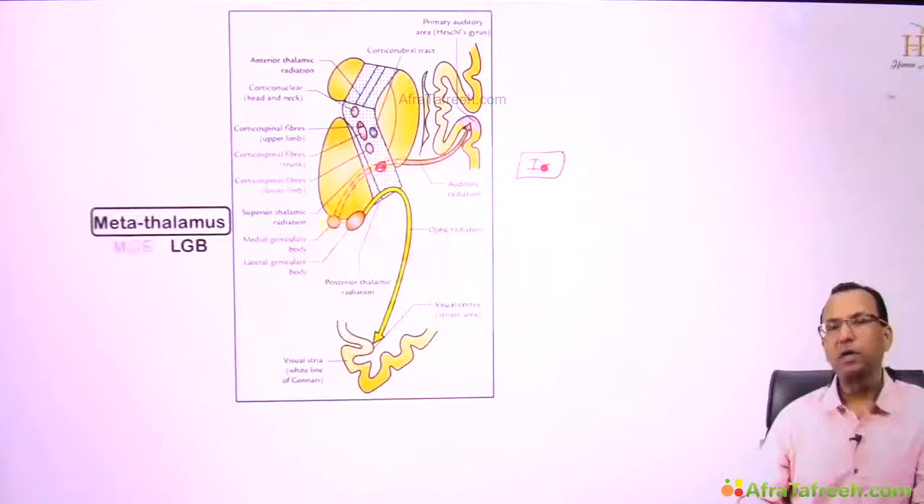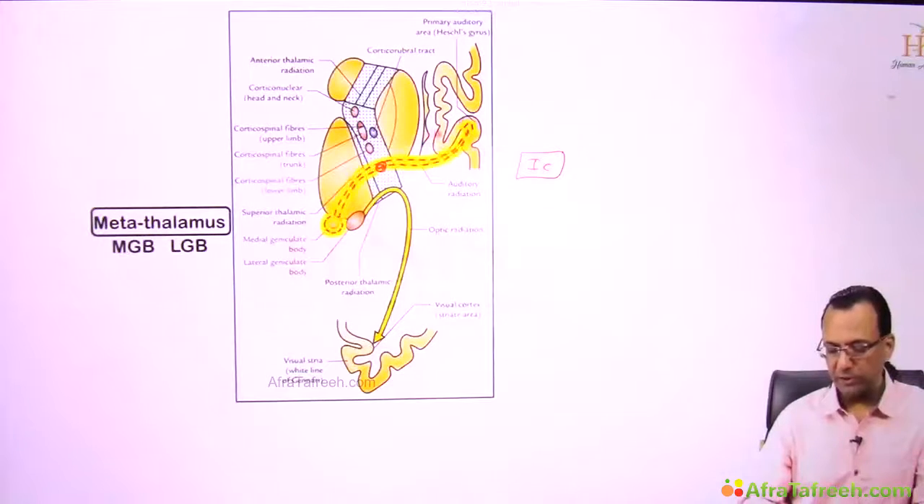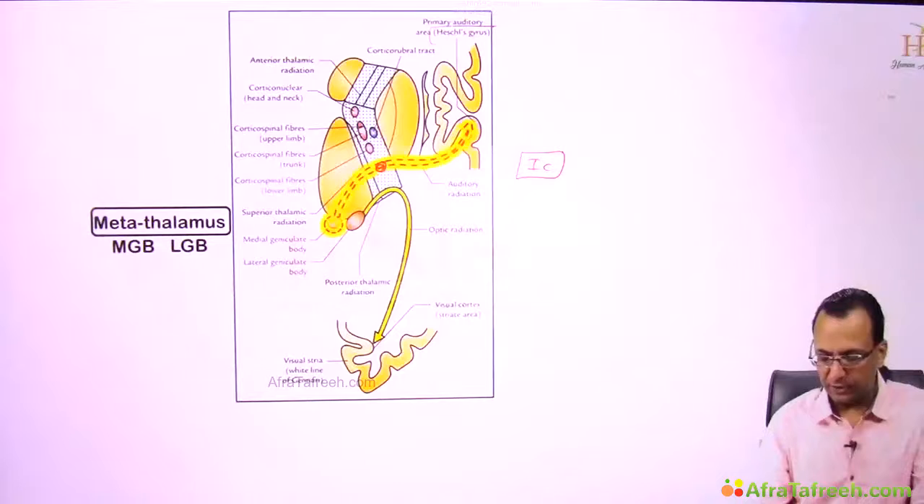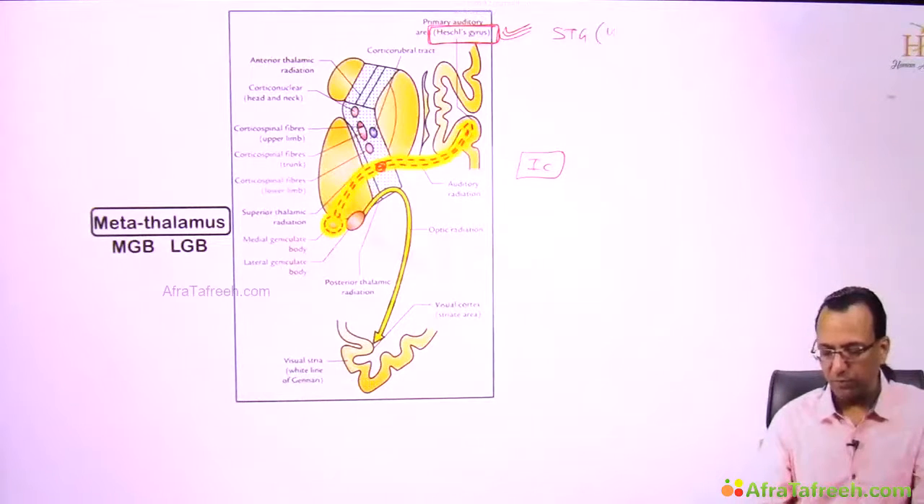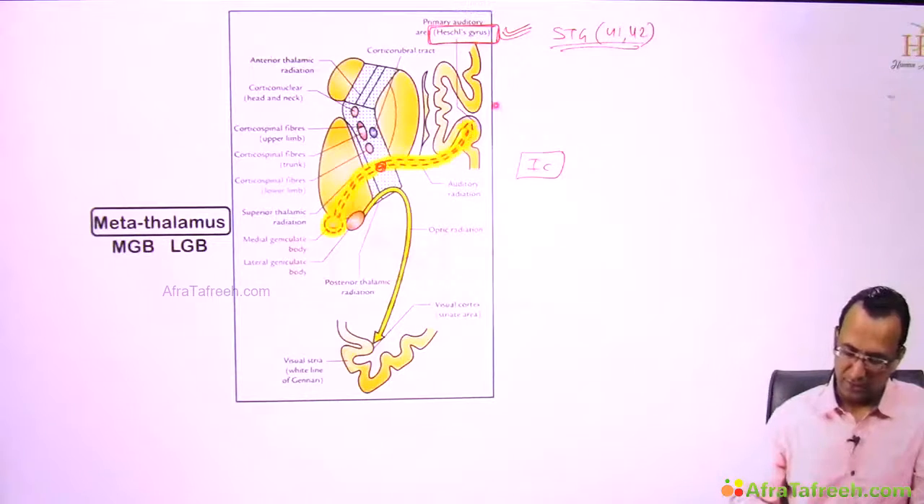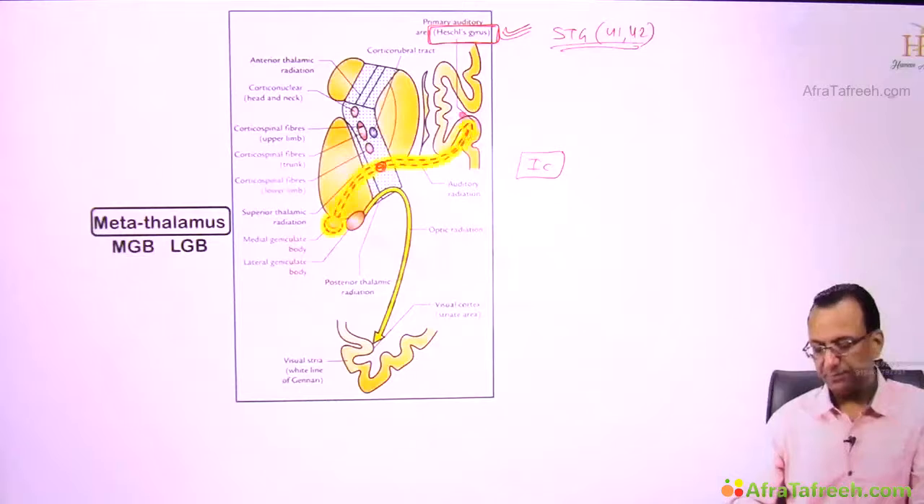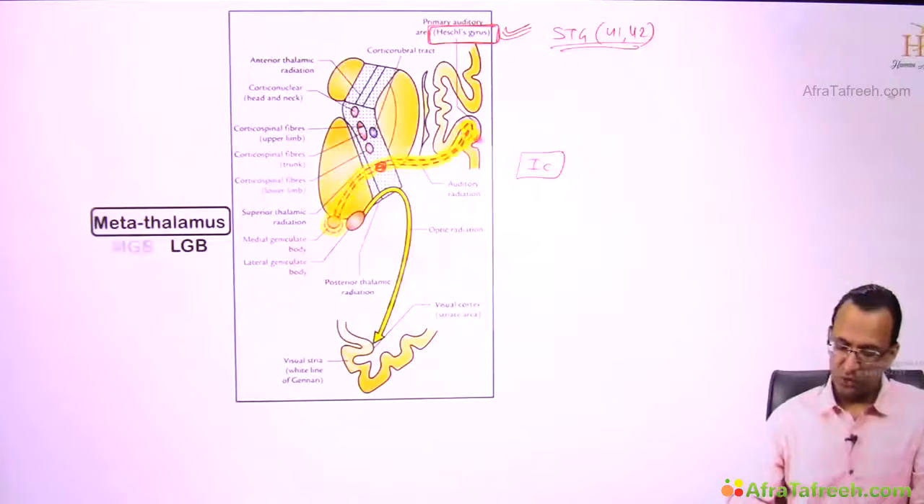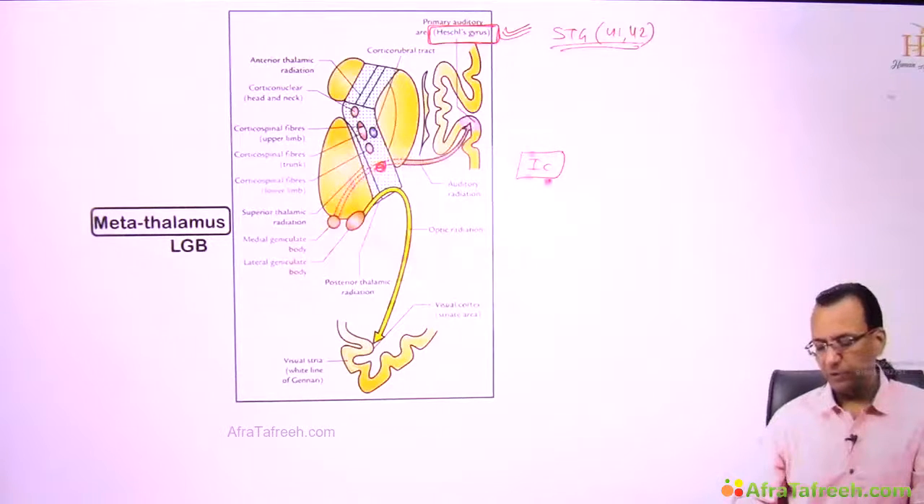Actually, these are fibers going to reach the Heschl's gyrus. What is Heschl's gyrus? Heschl's gyrus, superior temporal gyrus, area number 41, 42. So you are telling that this auditory pathway is going to reach the Heschl's gyrus, which is the superior temporal gyrus, area number 41, 42? Yes.